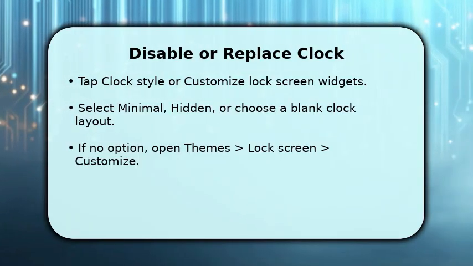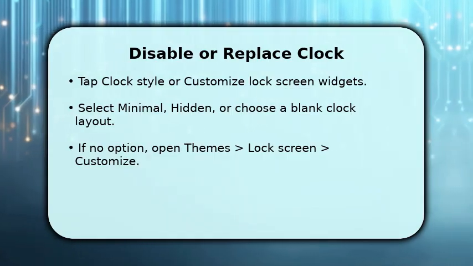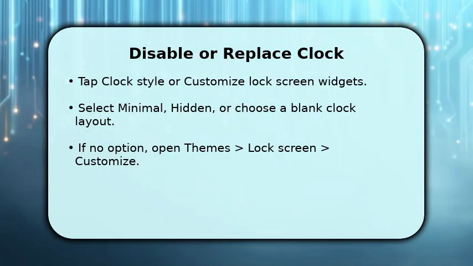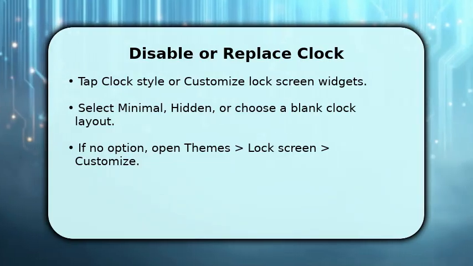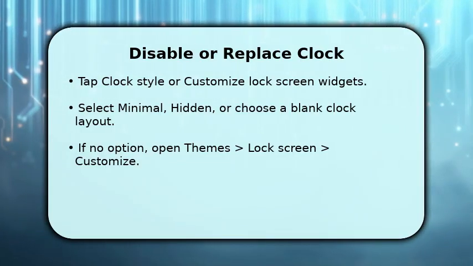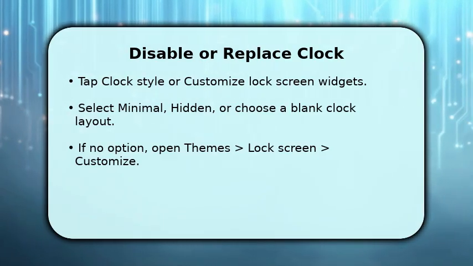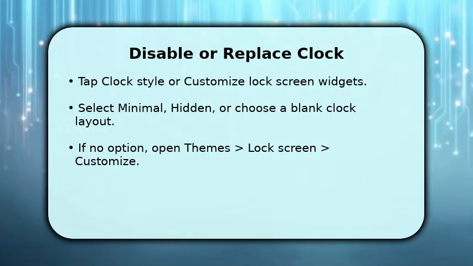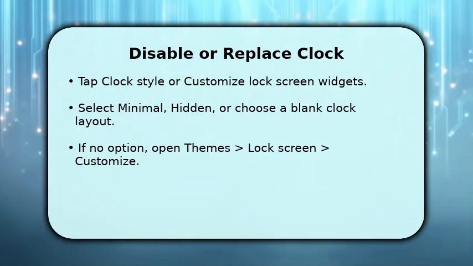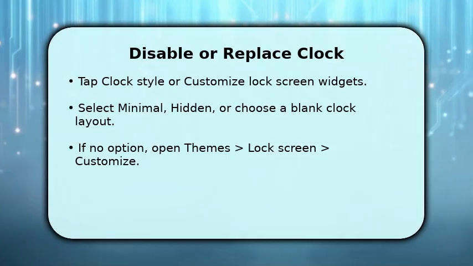Once done, pick a minimal or hidden clock layout to remove the large red time. MIUI often offers a blank or reduced option that clears the prominent display. If the setting isn't shown, make sure to open the Themes app and edit the lock screen template there. Themes can override settings, so edit lock screen elements inside that editor.